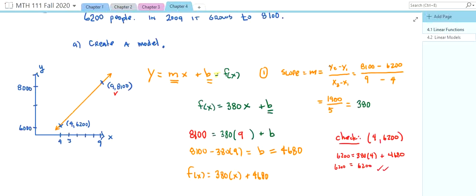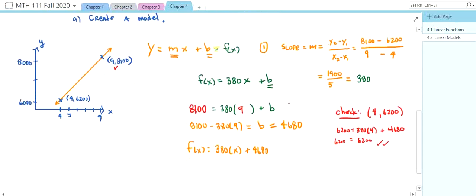So what does this mean? This means our model here for our town's population data is here. And at time 0, this model started at 4680. That means that whenever they were taking the initial information, that was the first data point, supposedly. Or somewhere around there. It's probably close.